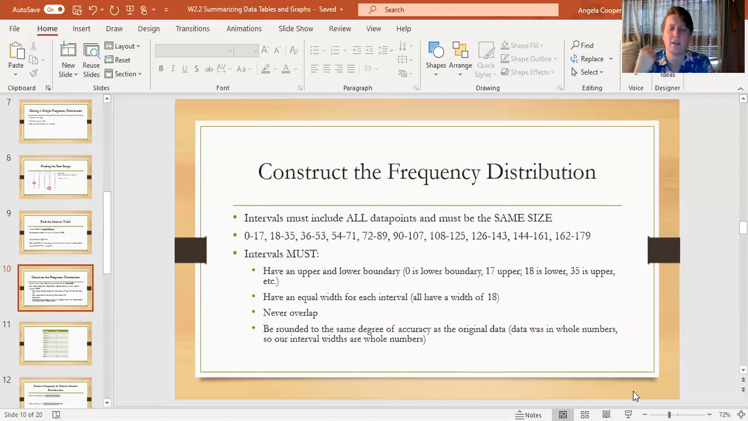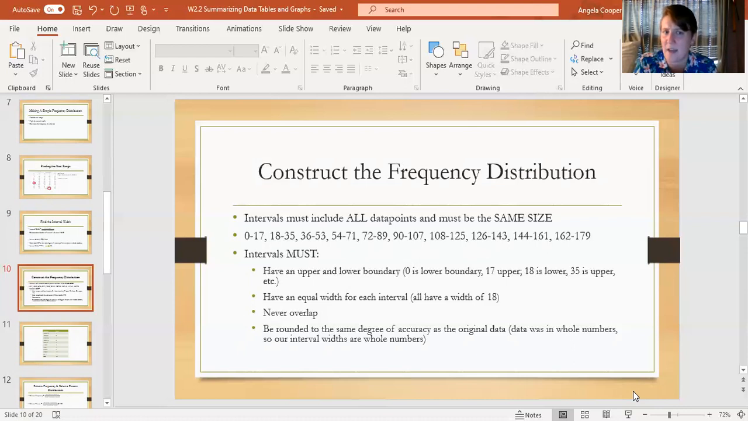Keep in mind that we're doing frequency distributions. We're counting how many people are in each group, or in this particular instance, how many kids watch TV between 0 and 17 minutes a day? How many kids watch TV between 18 and 35 minutes a day, and all the way down the line?